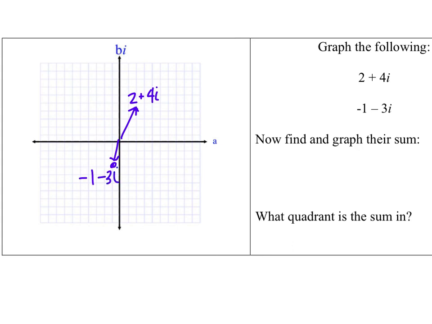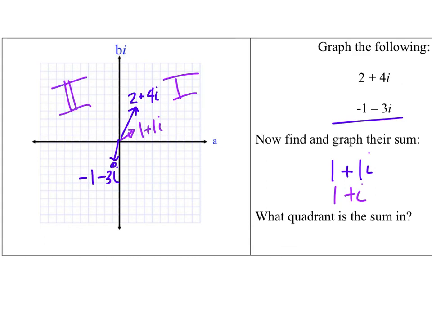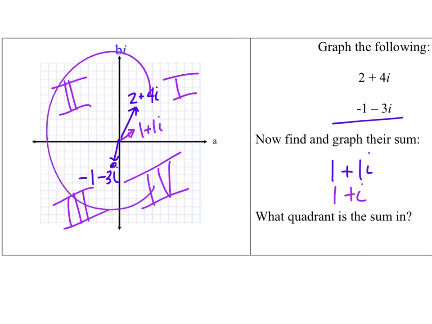So if we want to graph their sum, all we're going to do is add these guys together. So 2 plus a negative 1 is 1, and plus 1i. So here we are, 1 plus 1i. Let's change colors just for ease. So it would be right there. This would be 1 plus 1i, or 1 plus i is the same thing. What quadrant is the sum in? Well, this is quadrant 1, this is quadrant 2, this is quadrant 3, and this is quadrant 4. I always say they go in a giant C for your memory purposes. And this answer is in quadrant 1.